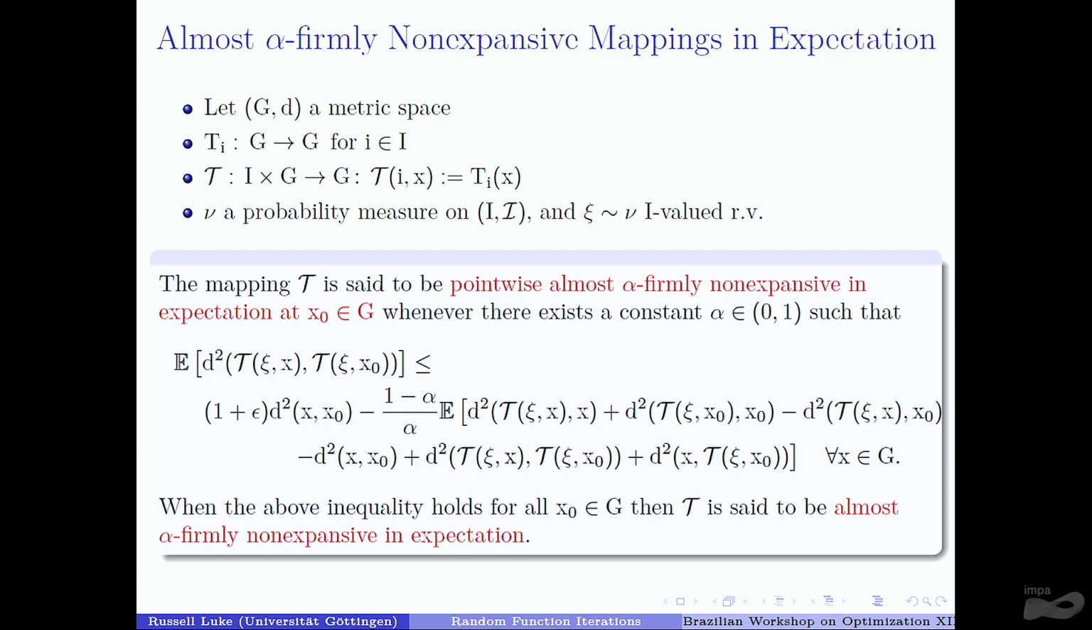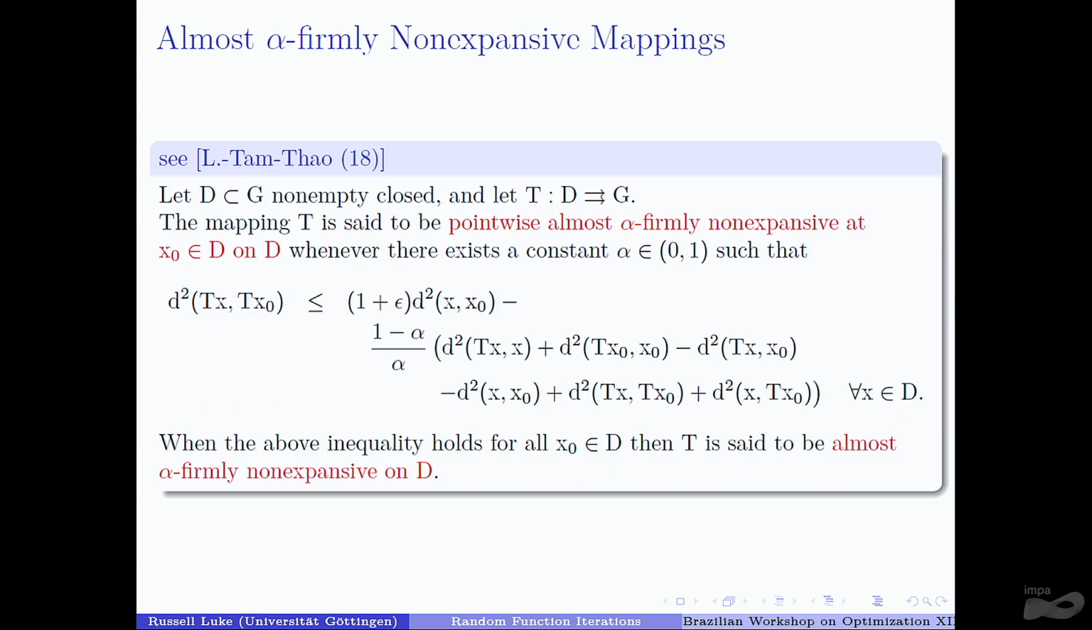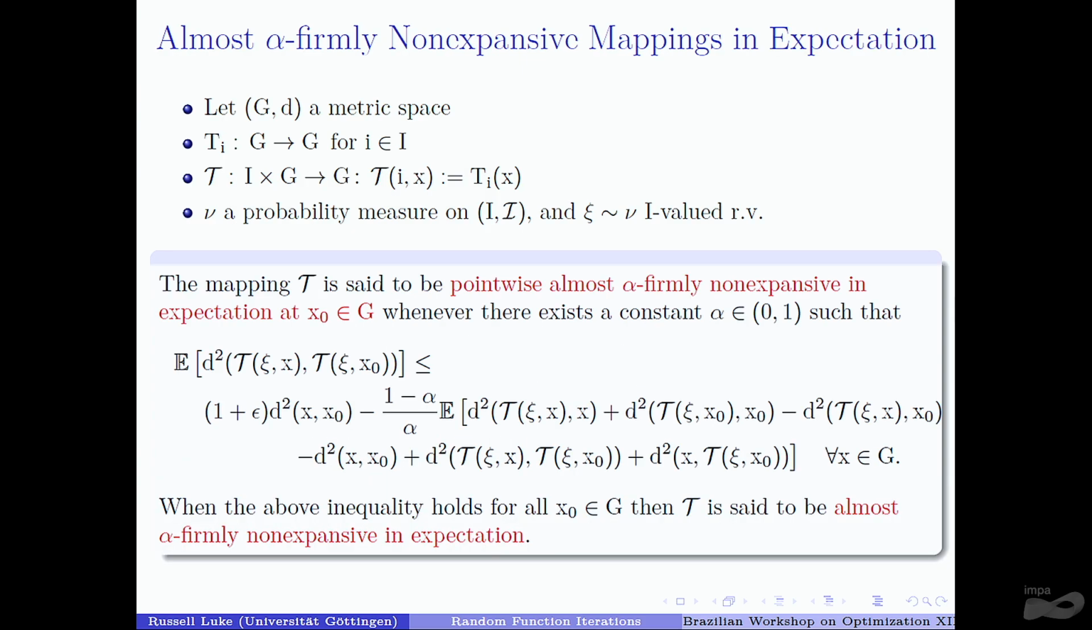Now, okay, then I can do this in expectation in the meta-theorem that I showed you. It was almost non-expansive, almost alpha firm non-expansiveness in expectation. So it's very similar, but now I'm taking expectations over all of the T's that I have. So this would be the way to go from the space where the mappings T are working to then lifting it to the stochastic setting. Formally, it all looks pretty much the same, and so I won't spend much time on that.